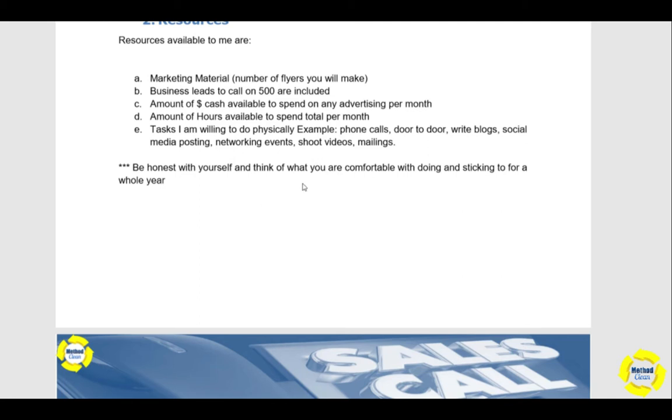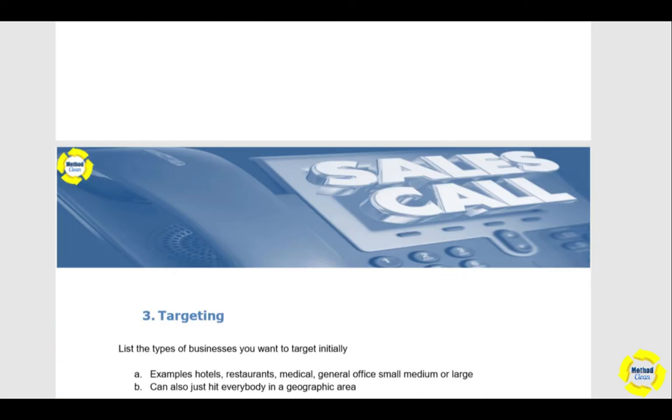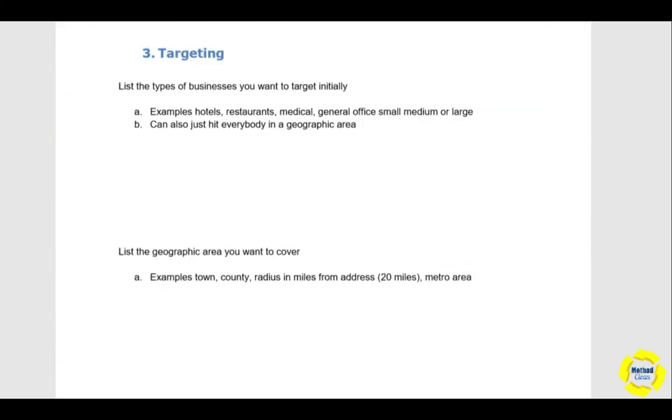But the important stuff is to not fool yourself that you're going to do something that you'll probably never do. So just start with the things that you like to do. Targeting, what types of businesses do you want to focus on? Is it hotels, restaurants, medical, professional offices, apartment buildings?